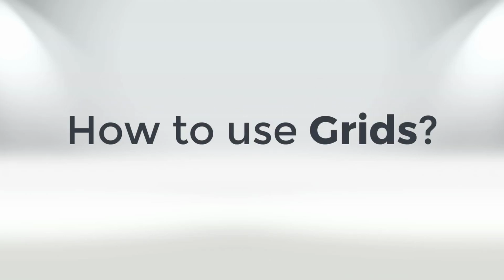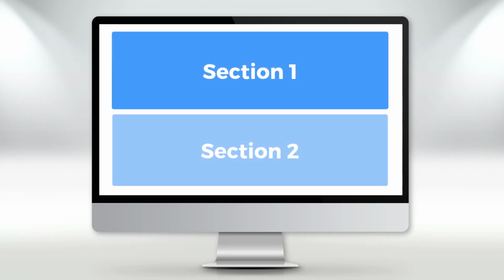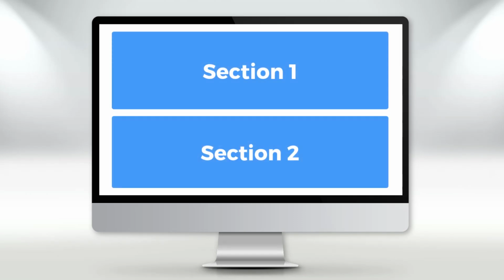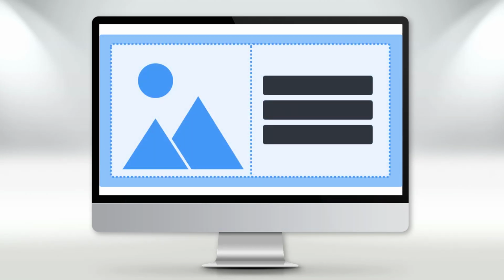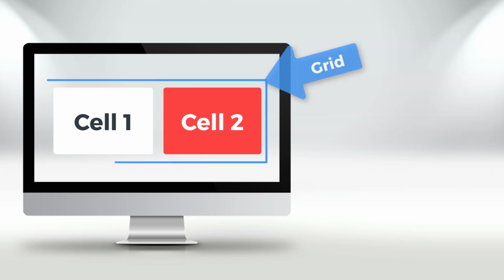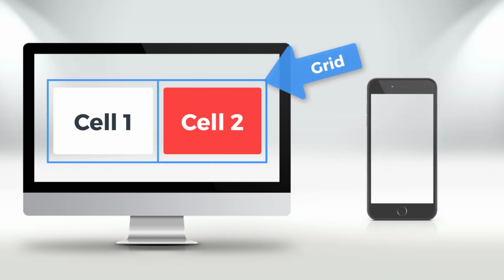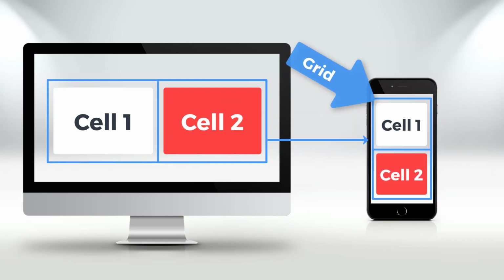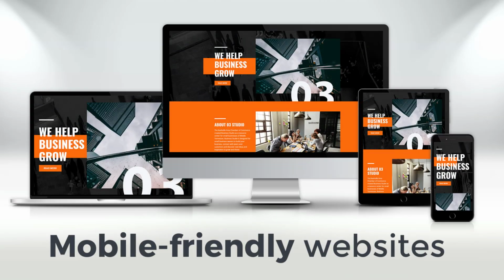How to use grids in Nicepage. Why do you need a grid? Nowadays, most websites consist of sections. The grid helps to structure the content in a section. The huge benefit of grids is in simplifying the setting of the mobile views or the responsive modes automatically. It is important that your websites are mobile friendly.